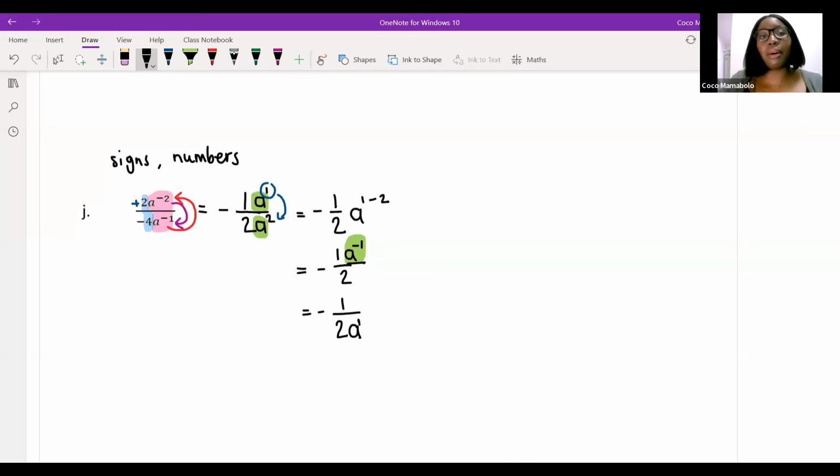We need to remember to follow the rules. That's why I teach my kids SNVP: signs, numbers, variables, and then powers. Okay, so it's very important that we do it in that order.